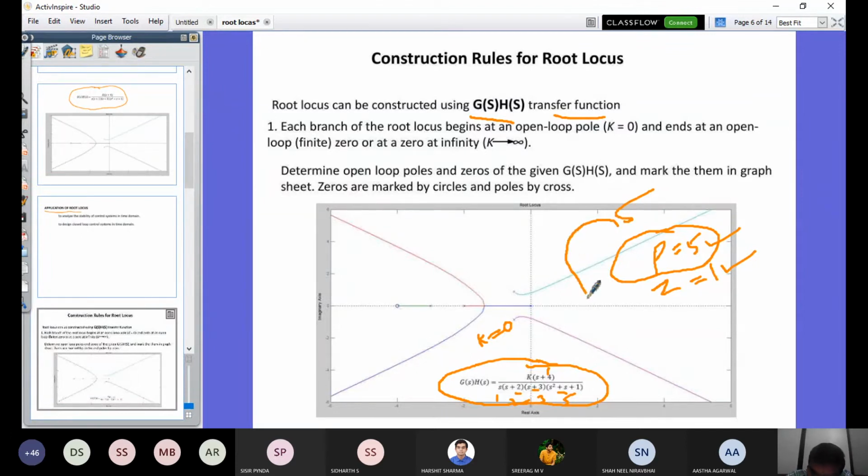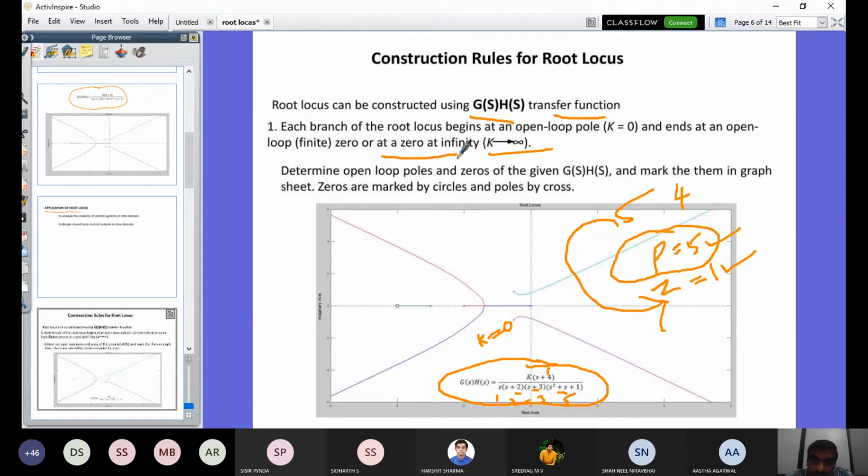One of the root locus branches ends at this finite zero or open loop zero. Clear? One of the root locus branches ends at this finite zero. Rest, how many root locus branches are left? 4 branches. The rest of the 4 root locus branches end at infinity zero. Infinity zero means when you apply K tends to infinity, it will reach the infinite zero.